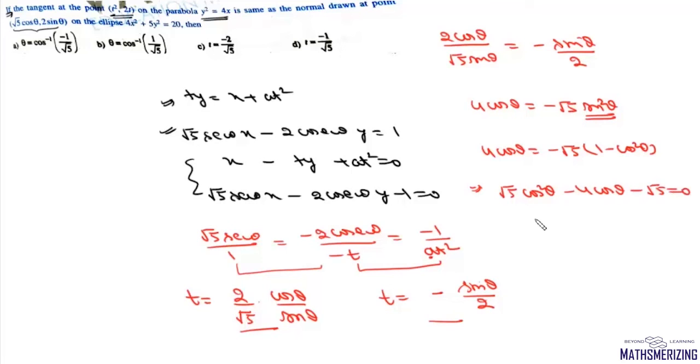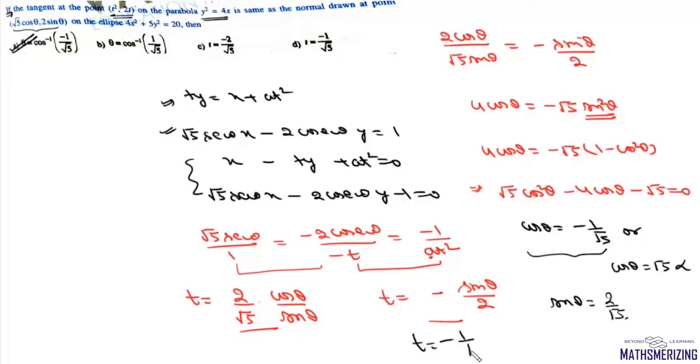Now from here we'll get two values of cos theta. So either the value of cos theta is minus 1 by root 5 or value of cos theta is under root 5. Now cos theta cannot take the value root 5. So from here what we'll get is value of cos theta should be minus 1 by root 5, and that's your option number A. Now the value of cos theta is minus 1 by root 5, then the value of sine theta will be 2 by root 5. Now we'll put sine theta as 2 by root 5, we'll get value of t as minus 1 by root 5. So that means value of t should be minus 1 by root 5, and that's your option number D. So the correct answer to this question is option A and option D.